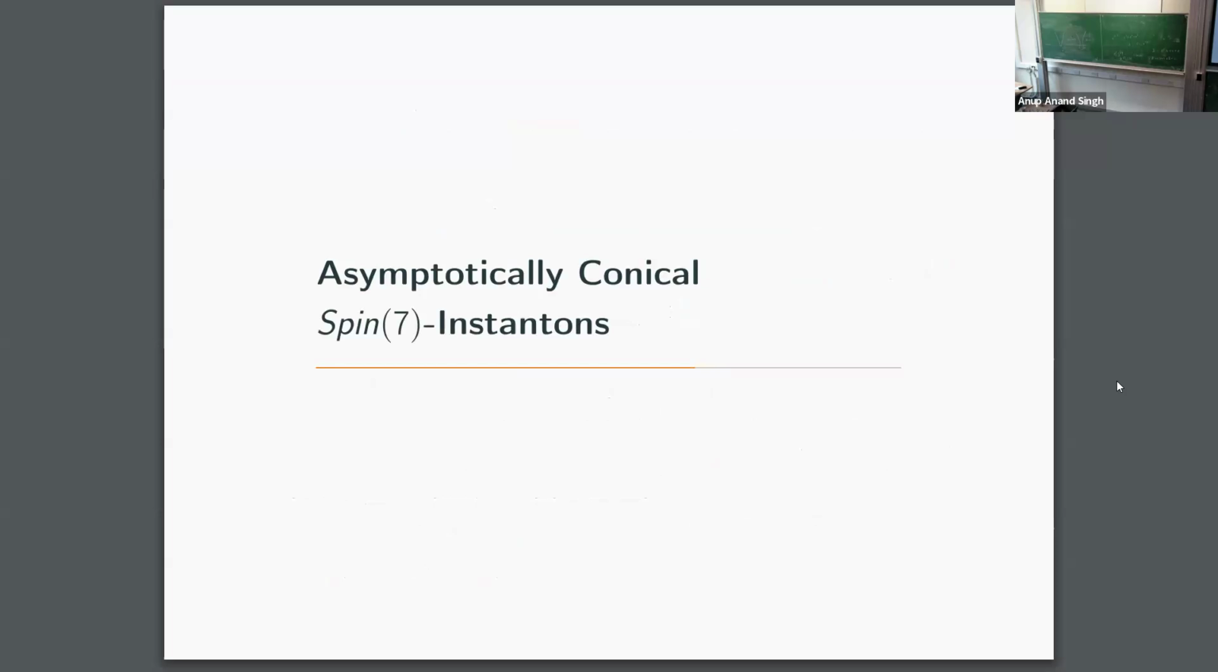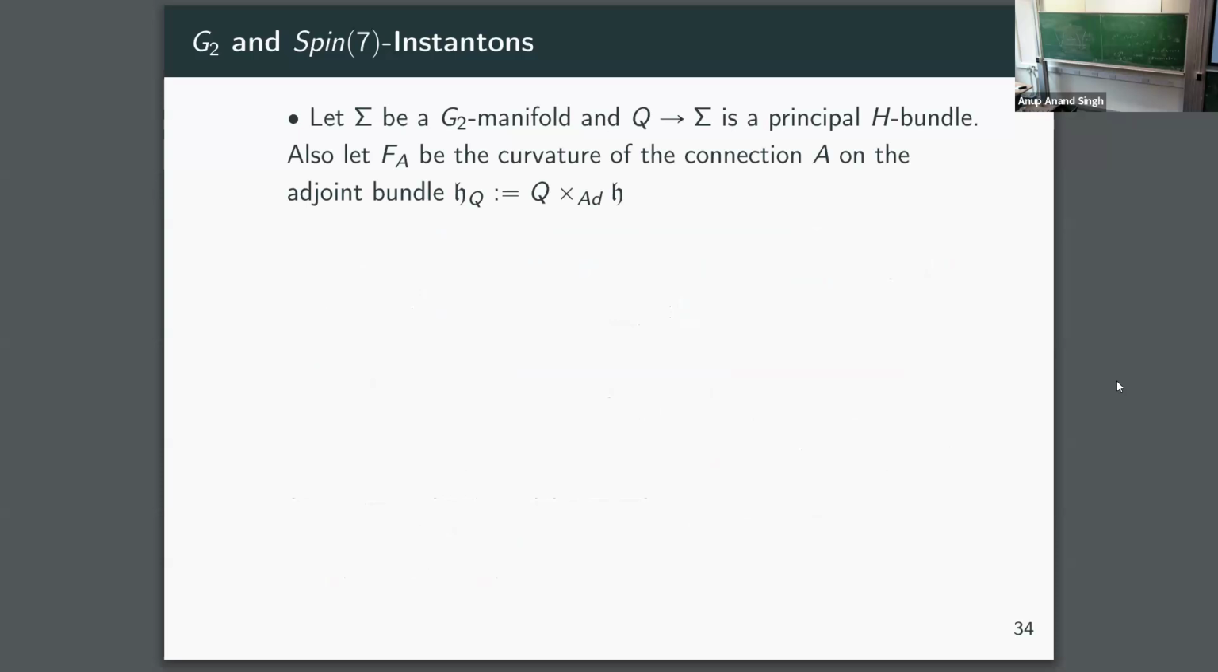So now I have the asymptotically conical Spin(7) manifold. I want to look for asymptotically conical Spin(7) instantons. So the manifold has a convergence property. At infinity, you have that link, and I want my instanton to have a similar asymptotic nature.